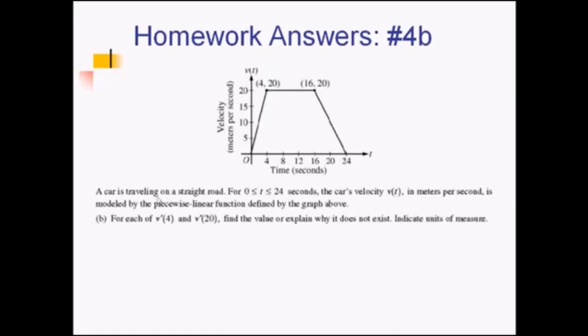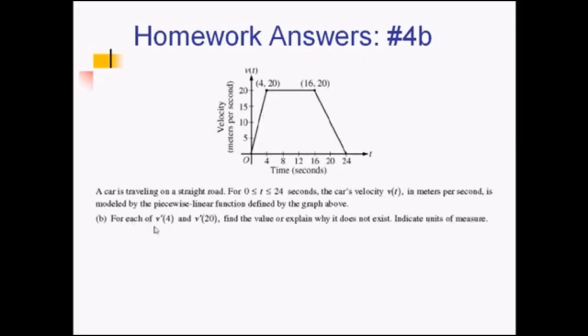For number 4, we have a car traveling on a straight road, and from 0 to 24 seconds, our velocity in meters per second, which is important because they're going to want units later, is modeled by this linear piecewise function. Now, piecewise linear, which they spelled out here, means we know for certain that each of these pieces is a line, which will also be important in the question we're doing.